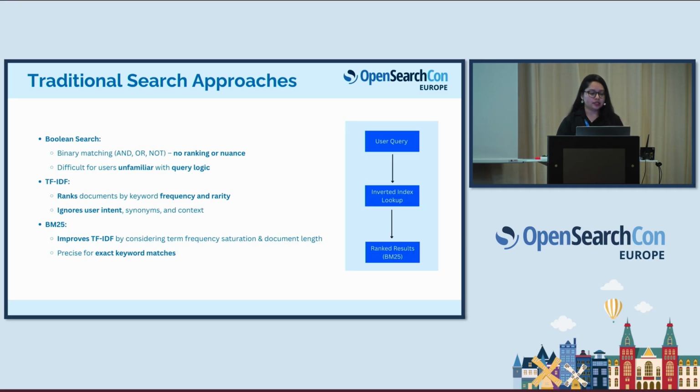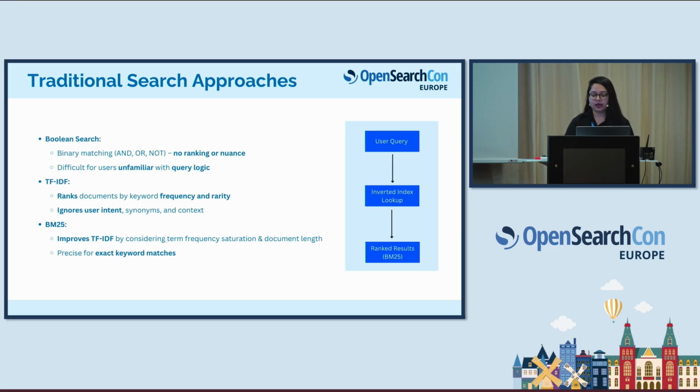And to improve this, we have BM25, that's Best Match 25, and it's also referred to as Okapi, however you want to say that. Because it was first run on those systems, that's why it's named Okapi. It improves TF-IDF by considering term frequency saturation and document length. And it is very precise if you want exact keyword matches.